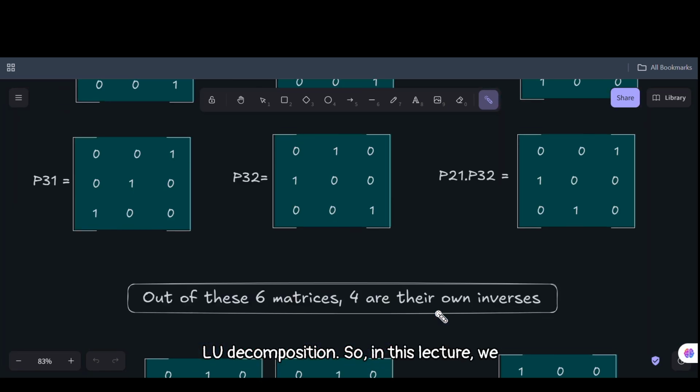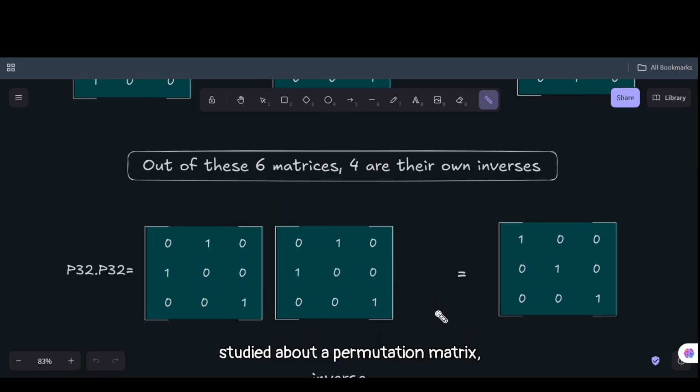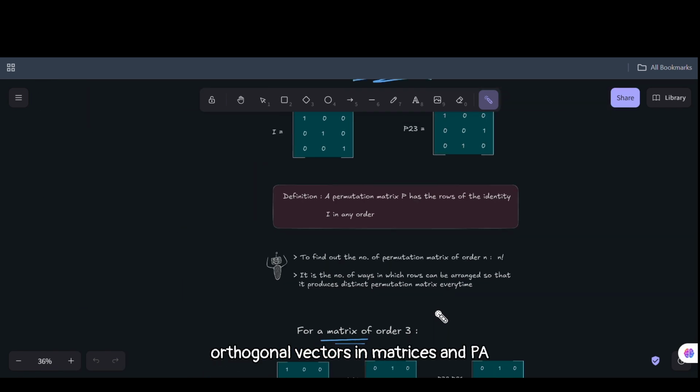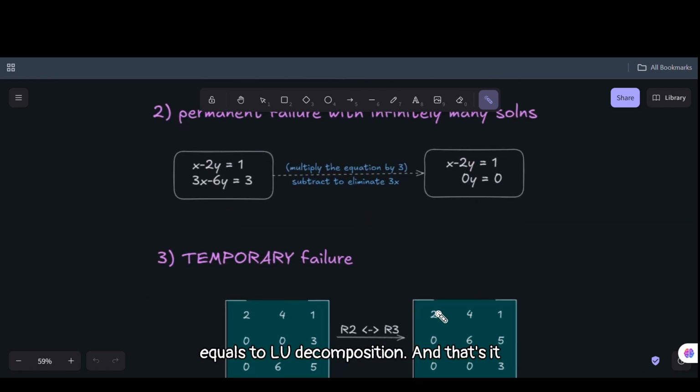So in this lecture we studied permutation matrices, orthogonal vectors and matrices, and PA equals LU decomposition.